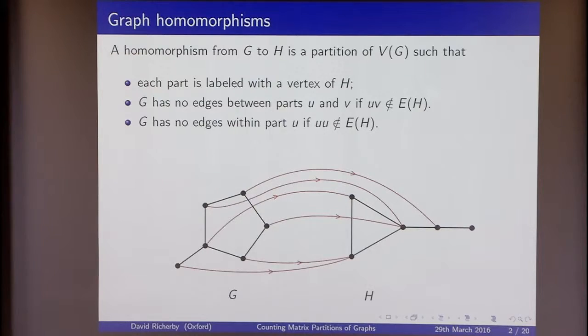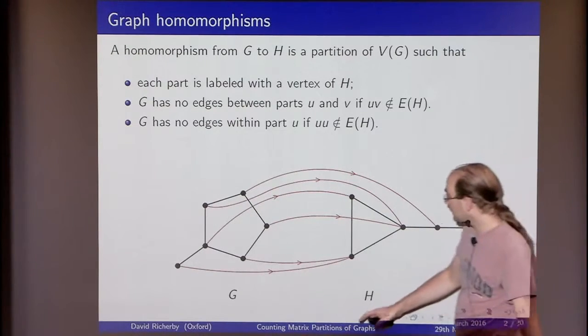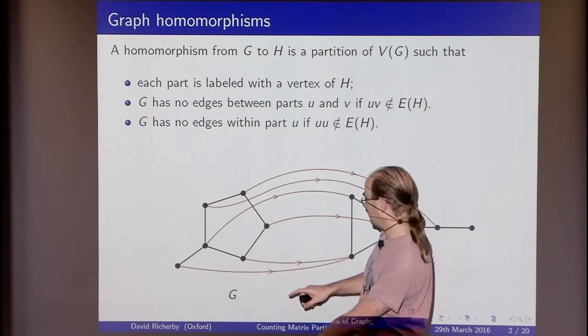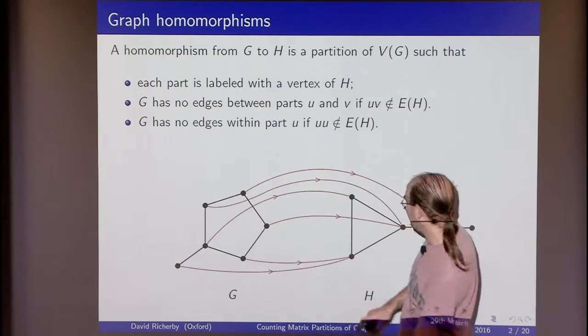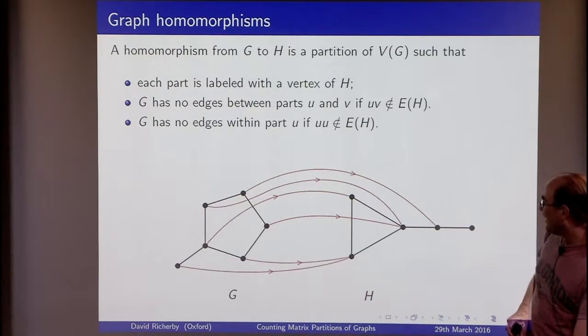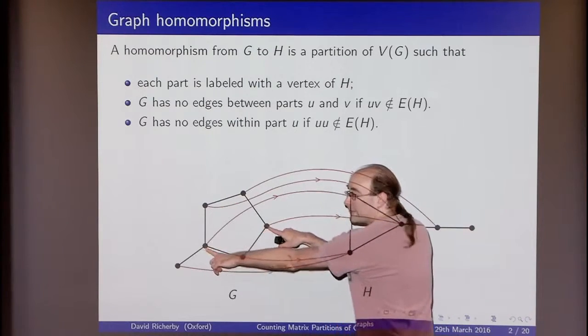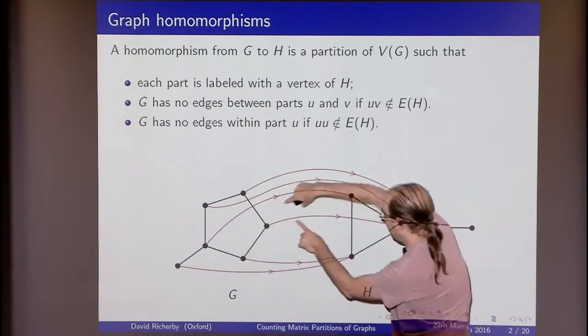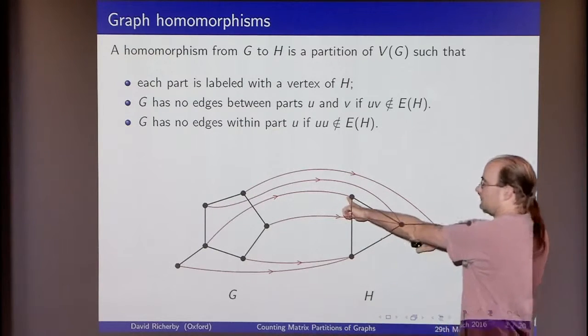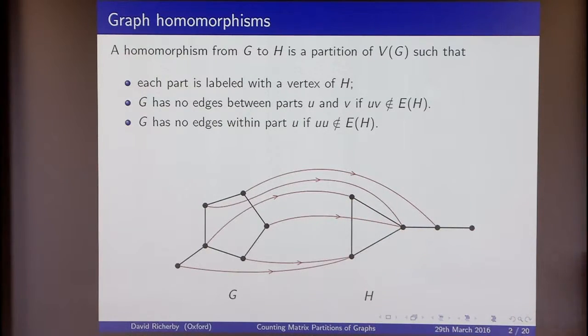And notice that we don't care what happens to non-edges. So, for example, we can probably find a non-edge that's been mapped to an edge. Here we go, here's one. There's no edge between these two vertices, but they get mapped across to these two vertices, which are adjacent. So we don't really care what happens to non-edges.